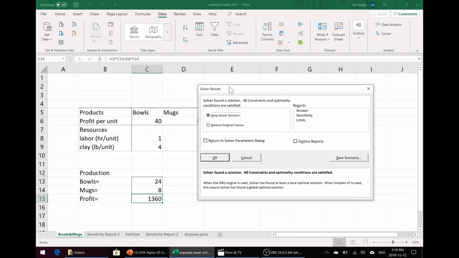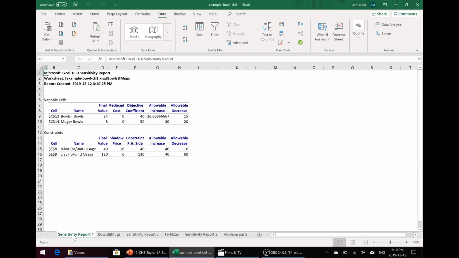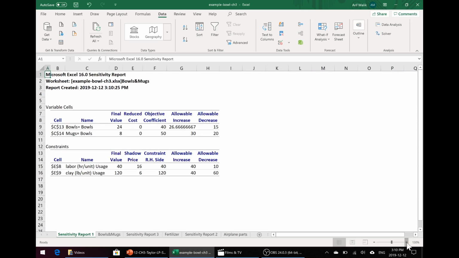Now in this new window we have reports. We can generate an answer report, a sensitivity report and a limits report. The answer report we already got, so there's no need for that, but the sensitivity report we would like to see. When I click on this one and say OK, we will get a new sheet. We got a sensitivity report here, which I showed you earlier in the slides. Let me make it bigger.